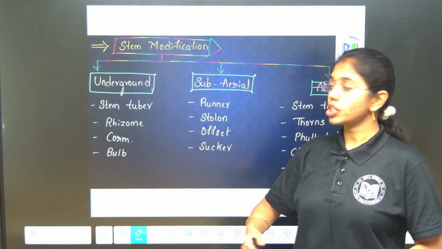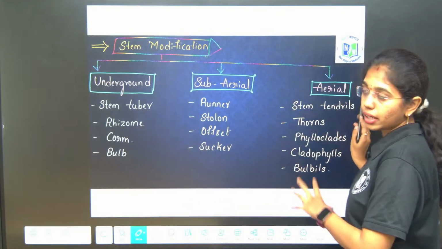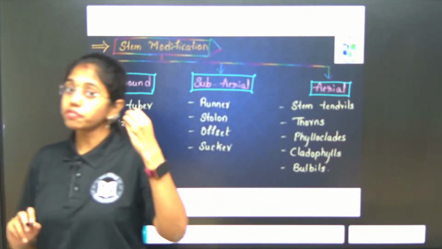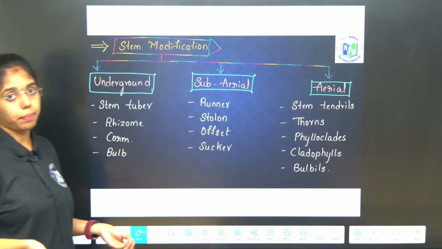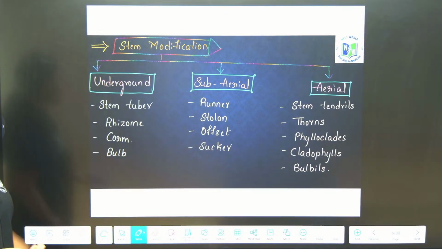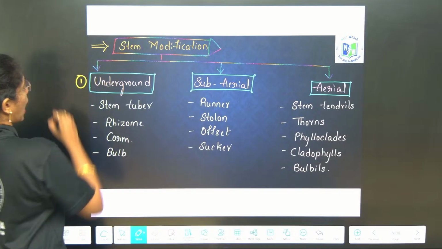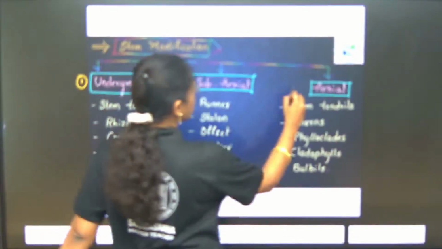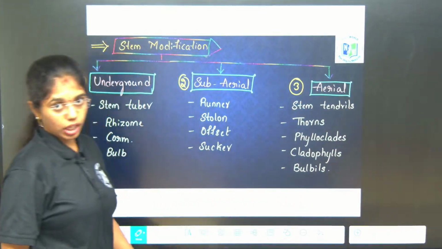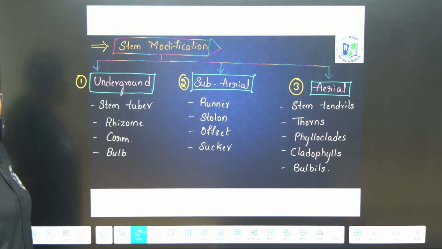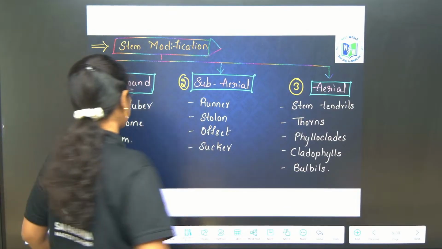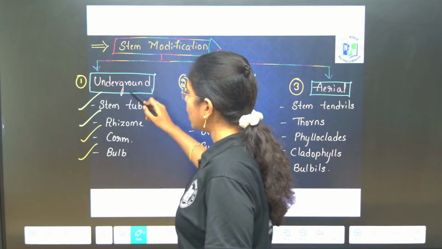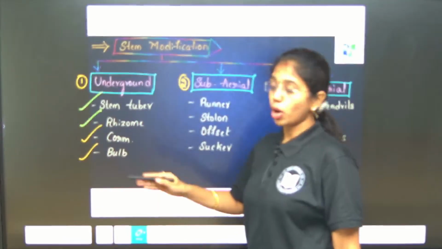Now, to those plants which have additional functions other than the main functions of the stem, adaptations are done. As such, we have 3 types of stem modifications based on the plant adaptations. What are those 3 types? First is underground stem modification, second will be subaerial stem modification, third is aerial stem modification. First underground stem modification, we have 4 types under that. What is that? Stem tuber, rhizome, corm and bulb. These are the 4 underground stem modifications.